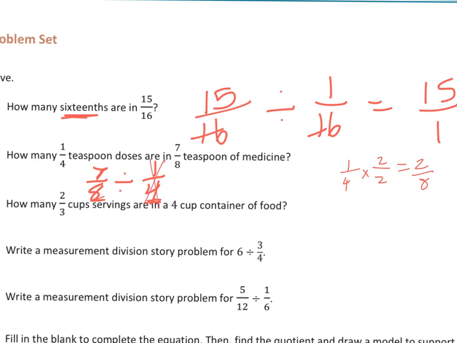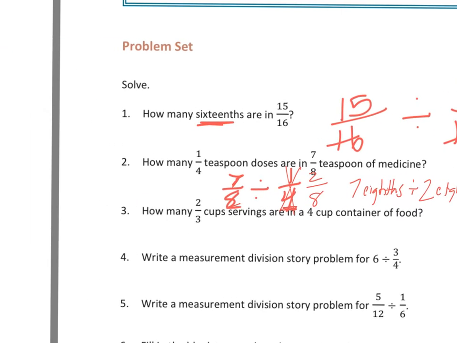So now I have 7/8 divided by 2 8ths. And what I can do for that is I can write it in unit form, and know that I'm doing 7 divided by 2. And I have 1 left over, and it's going to go over the 2 because that's my divisor, so 3.5 is going to be my answer.